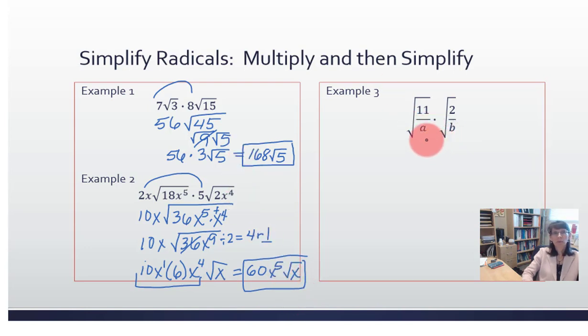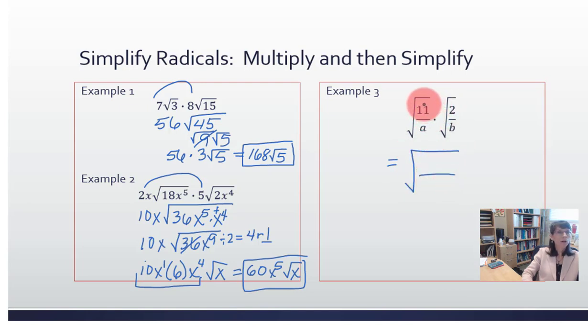In our last example, we have some fractions under the radical. Looking at each radical individually, we can see that 11 is not a perfect square. The denominator of a is not a perfect square either. So it's not helpful to try to simplify that individual factor. So what we're going to do is use the product rule and rewrite these individual radicals as a product written under one radical sign.